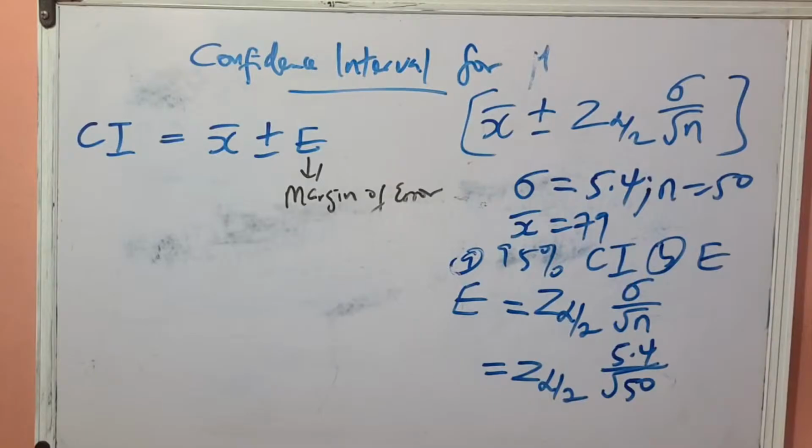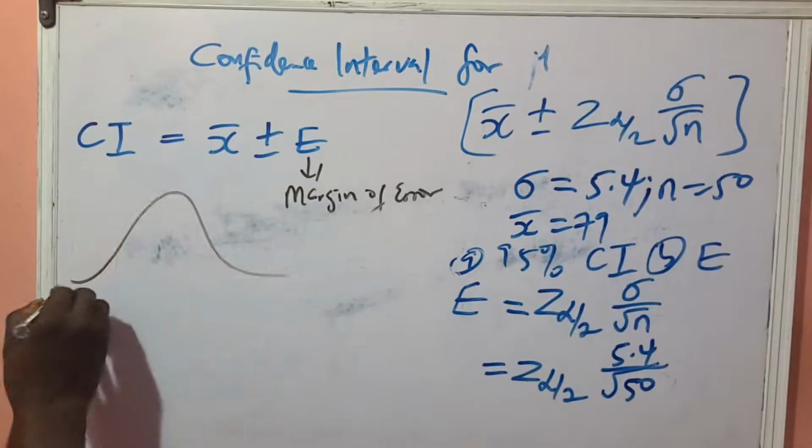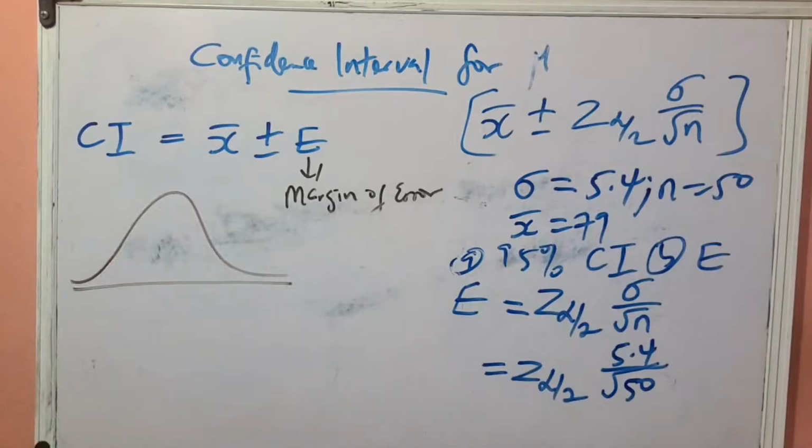Okay. All right. Now look at something. If we're going to construct the 95% confidence interval, of course, you know we have our symmetry curve.